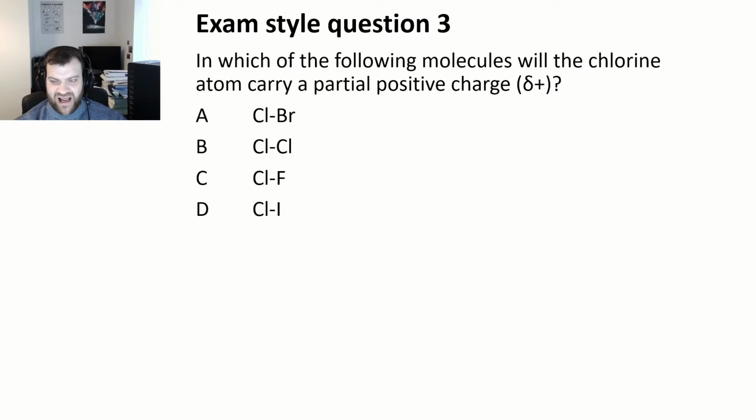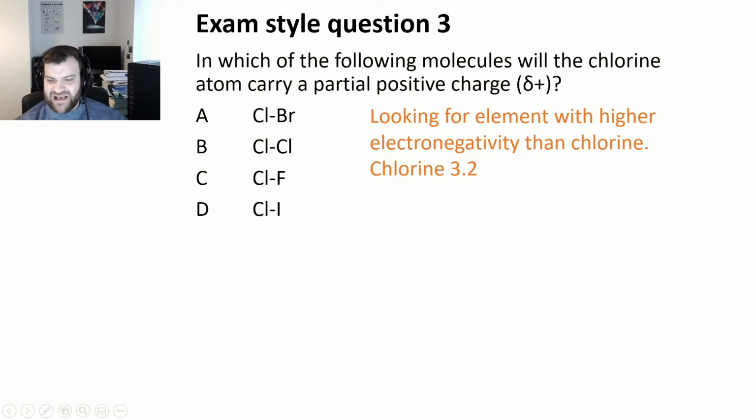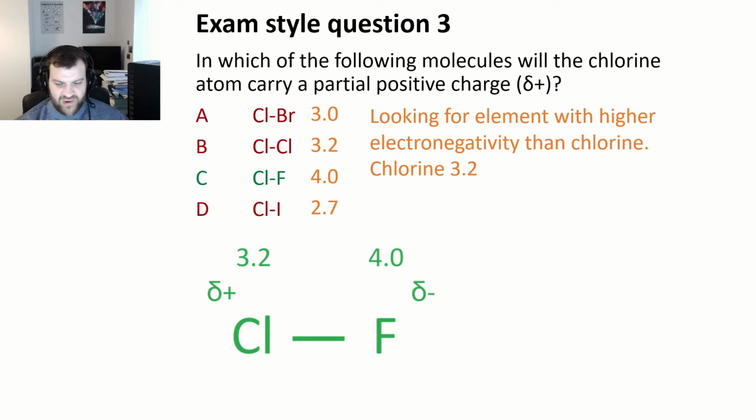In this question, we're asked about our dipole, and we're talking about chlorine. We are therefore looking for an element that has a higher electronegativity than chlorine. Chlorine has a value of 3.2. Here are the values for the other chemicals. Therefore, fluorine would become slightly negative because it's got a higher electronegativity than chlorine.